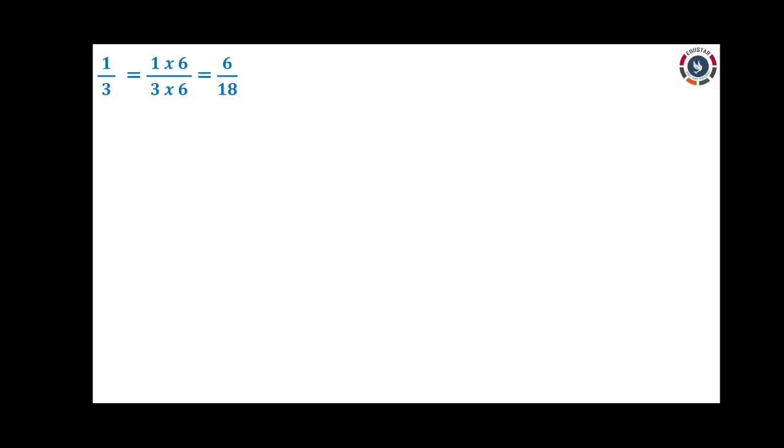So the fraction 1 by 3. 3 multiplied by 6, we get 18. Numerator also multiplied by 6. 1 six is 6. The next fraction 3 by 6. 6 multiplied by 3, we get 18. Numerator also multiplied by 3. 3 threes are 9. Next 4 by 9. 9 multiplied by 2, we get 18. Numerator also multiplied by 2. 4 twos are 8. 8 by 18.